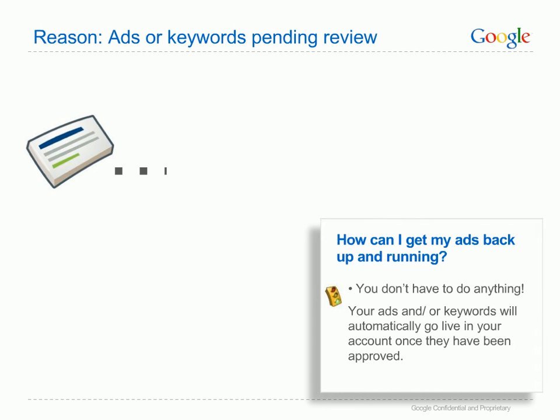When you add new ads or keywords or make changes to them, your ads go through review to check if they follow all of our advertising policies. They are submitted for review automatically, and we review them based on the order of submission. So, if your ads or keywords are pending review, rest assured we will review them as soon as possible. You don't have to do anything. They'll go live automatically once they've been approved.